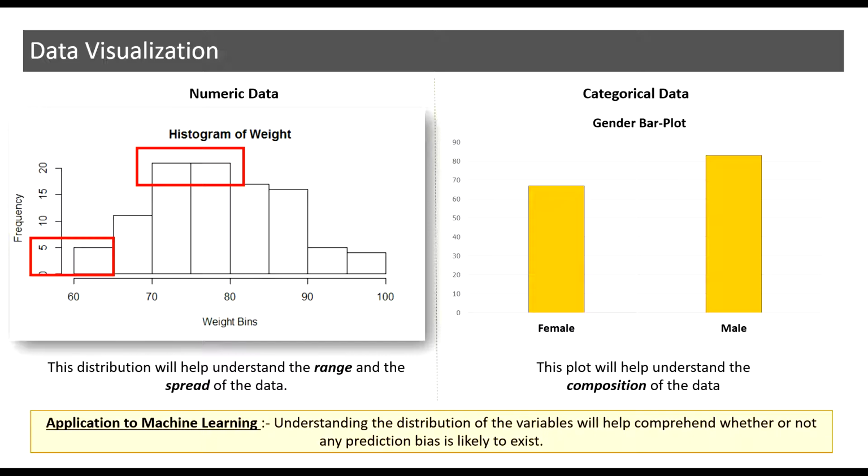It can be observed. Now, what is the application of visualization towards machine learning? Well, understanding the distribution of these variables will help comprehend whether or not any prediction bias is likely to happen. So let us take an example. Let us say we are predicting a person's gender. Given that there are more male observations than female, the model is going to predict accordingly.